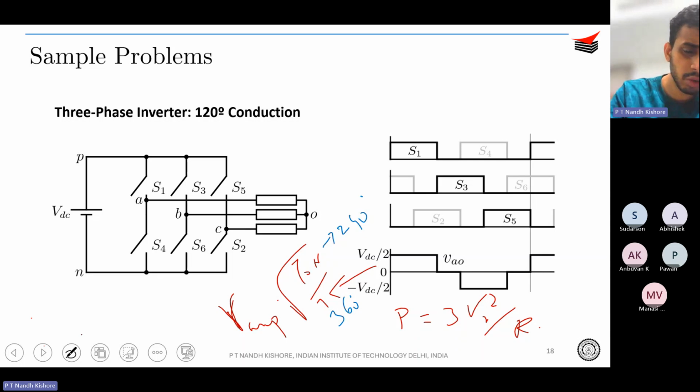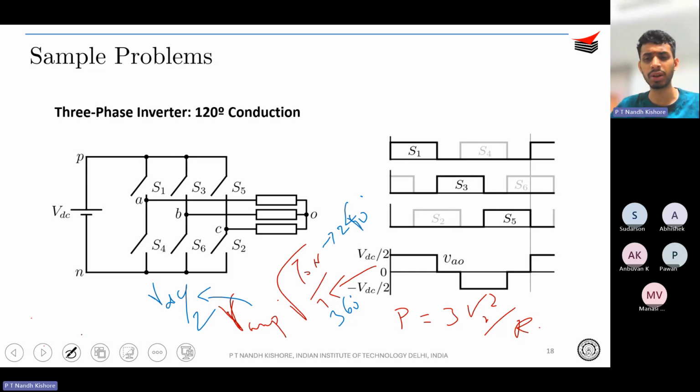Okay. What is V amplitude? V amplitude is VDC over 2. So VDC over 2 into root over 240 by 360. Okay, simple, right? So 3V square over R, you do that, and you get the answer.